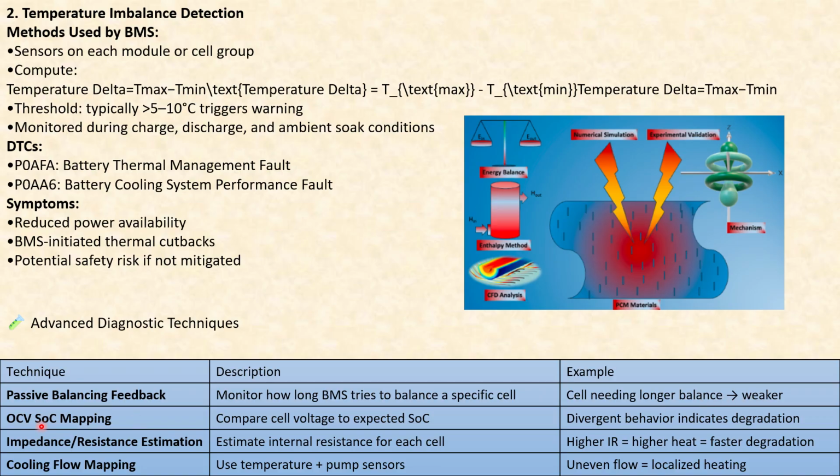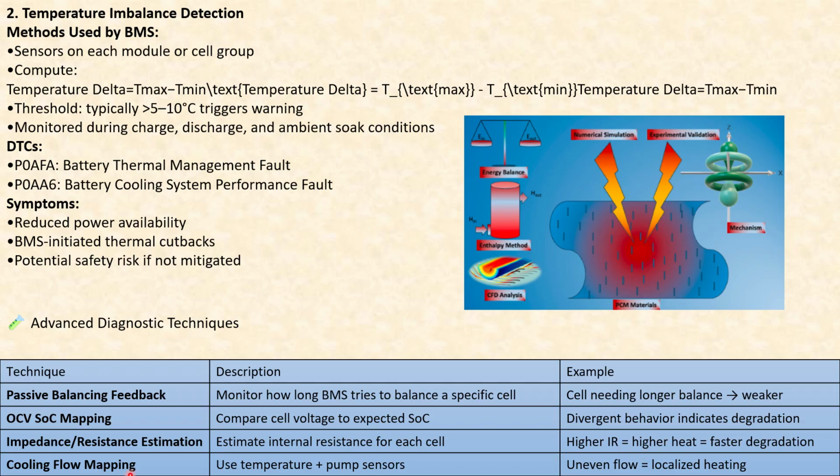Now talking about OCV SOC mapping, comparing cell voltage to expected state of charge. Now talking about an example: divergent behavior indicates degradation. Now, impedance resistance estimation: estimate internal resistance for each cell. Okay, now the example is higher IR, higher heat and faster degradation.